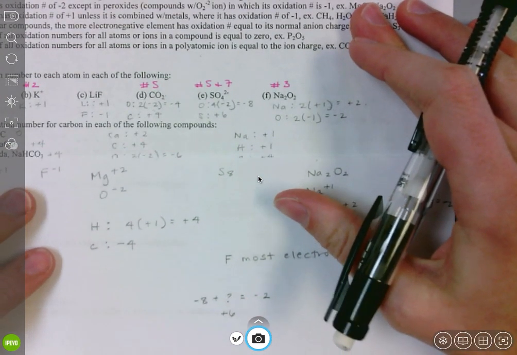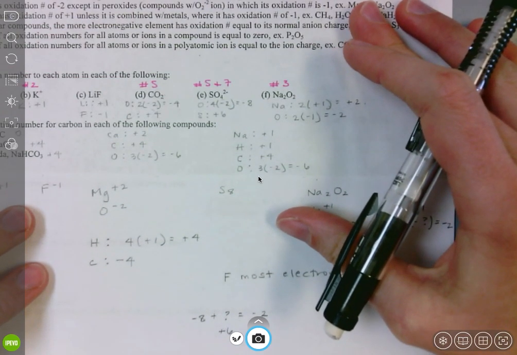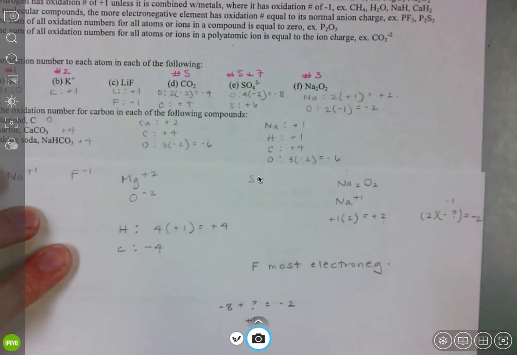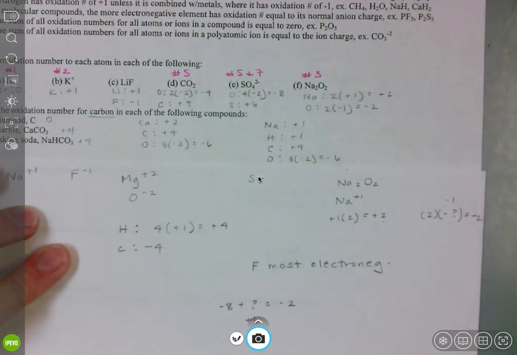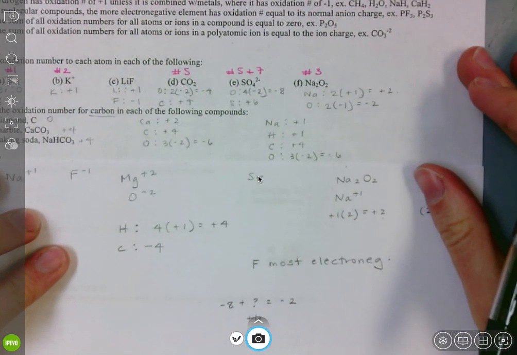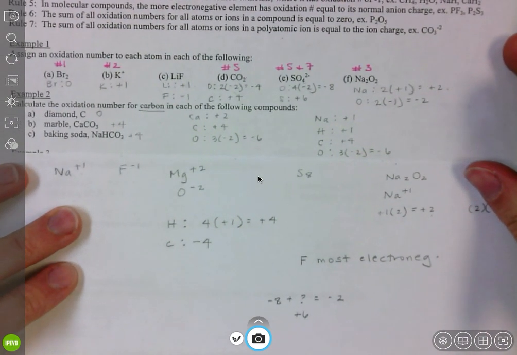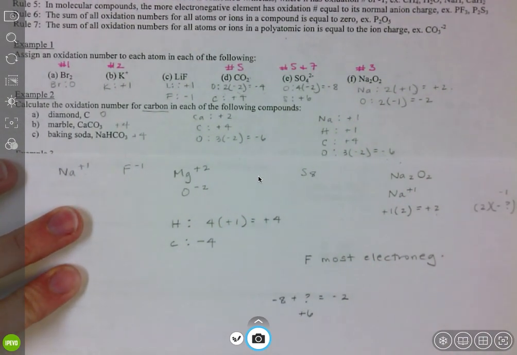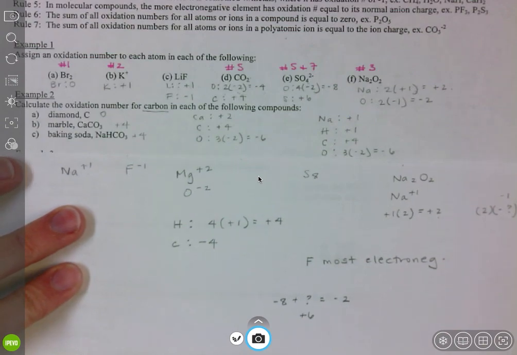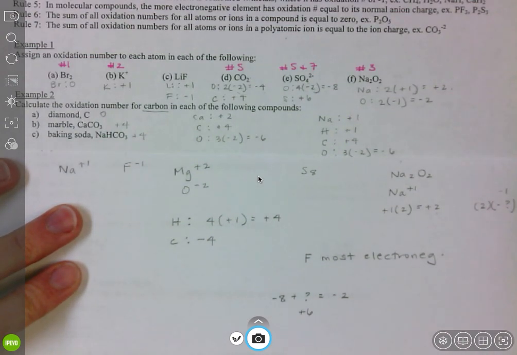All right, example number 2. Calculate the oxidation number for carbon in each of the following compounds. If it's in a compound, we need to figure out what the other atoms are in order to figure out what carbon's is. So technically, we'd be looking for all of them.